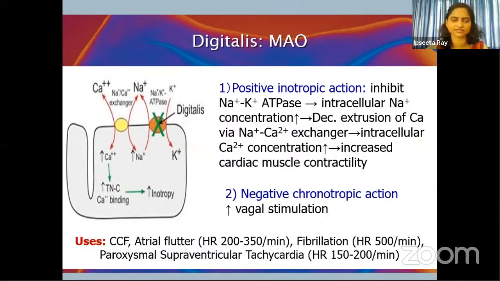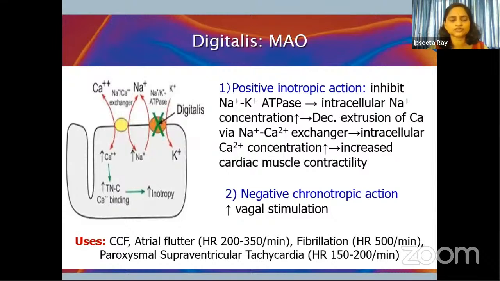We discussed that in congestive cardiac failure, there is a decrease in cardiac output. The drug should not increase the heart rate, otherwise the cardiac work will also increase. How? By increasing the vagal activity. As a result, the heart rate is reduced.